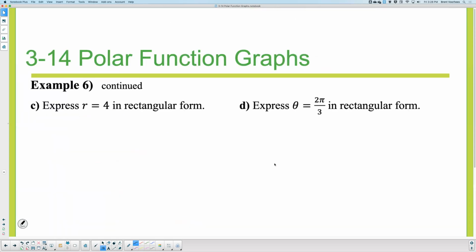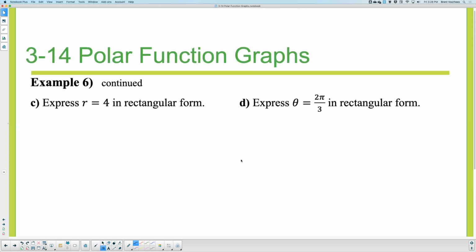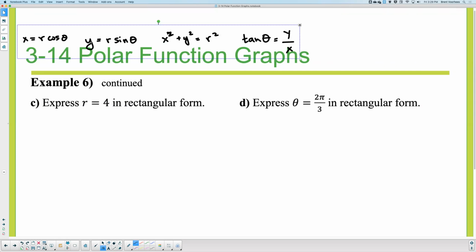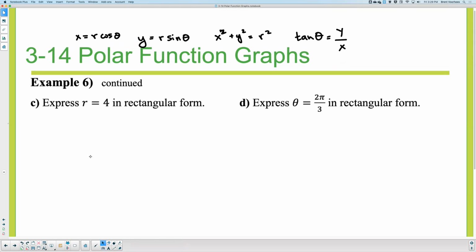Okay, I have a couple more here. What about if I just had r equals 4? And I'm going to paste my formulas so we can refer back to those. There they all are. So if I have r equals 4, the easiest formula as I look up there to make it like is r squared. If I want to square, I need to square both sides of the equation. So I can say this is r squared equals 4 squared.